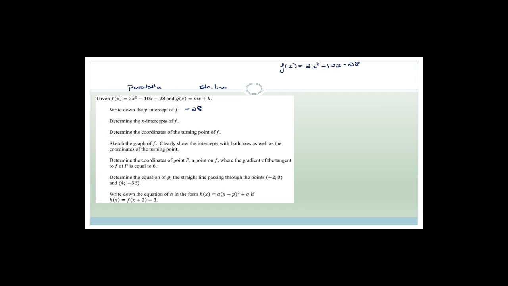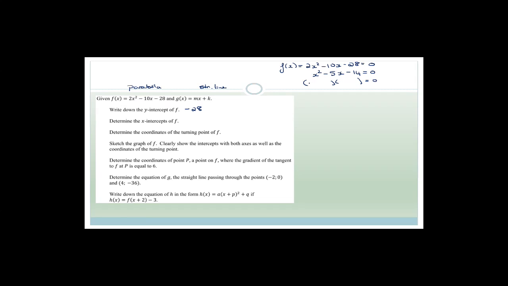Minus 28. Now we need to factorize it, so we're going to let it equal 0. We're going to divide everything by 2, so we get x squared minus 5x minus 14 equals 0. Then we are going to factorize it.